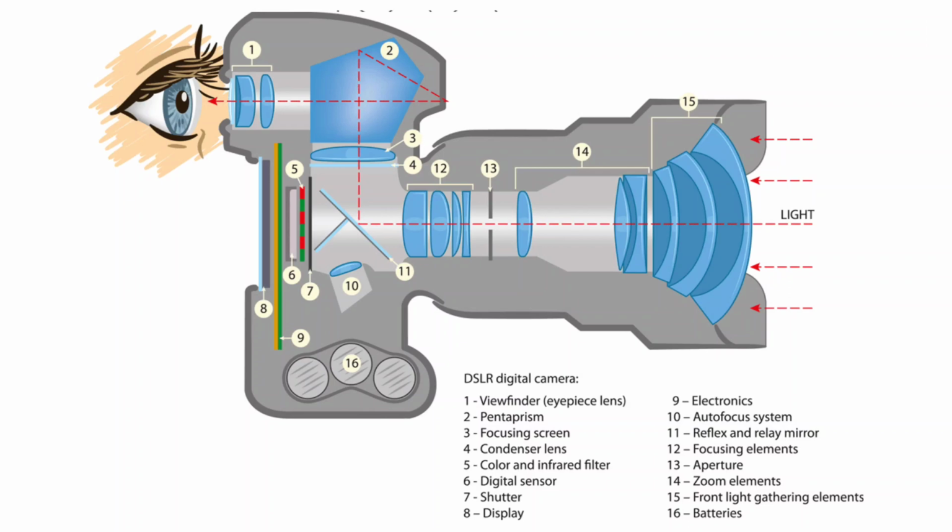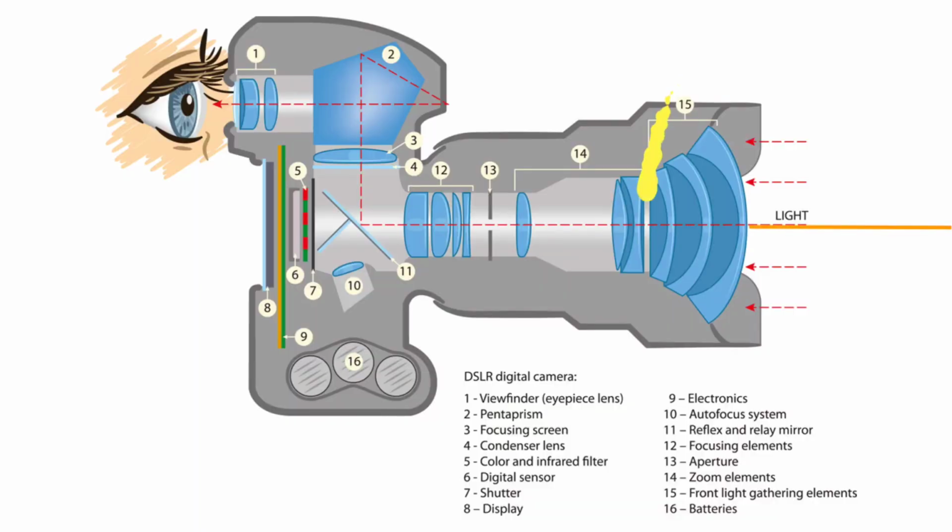The process starts with the photographer looking at the scene through his viewfinder. Let's see what happens here. The light enters the camera through the front light gathering elements. This part is constructed to capture the most light with the least distractions. Next, the light goes through the zoom elements. These are the lens clusters that zoom into the shot.